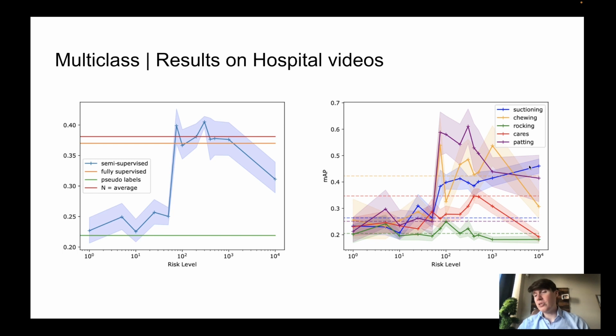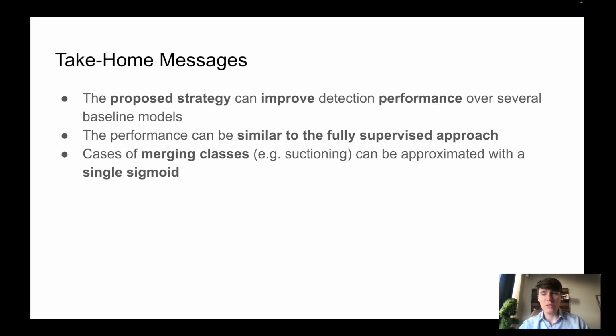The reason is that for some classes, the performance doesn't decrease when you overestimate the end time because it's sampling some classes that were not accounted for in your training set and that don't harm the classification performance. The take-home message is that with this sampling method, you can achieve a performance that's similar to the fully supervised approach. And in case of merging classes, such as the one I just showed, you can approximate that impact as a single sigmoid.